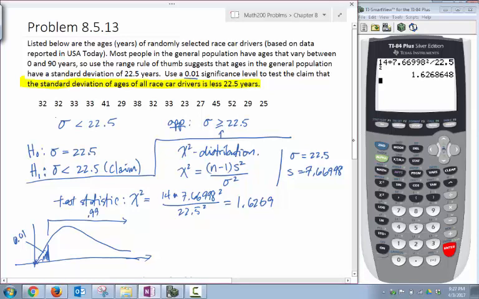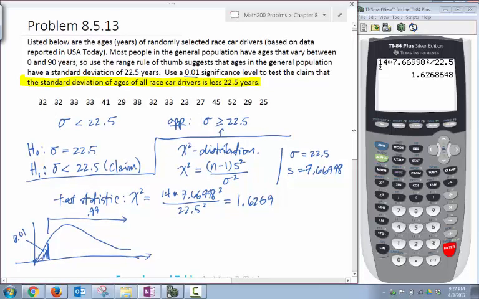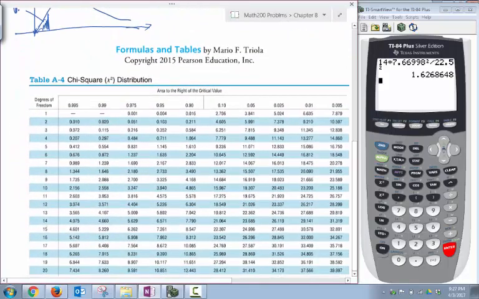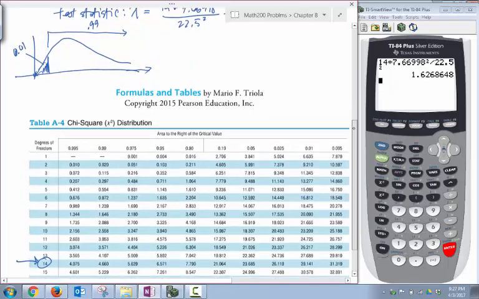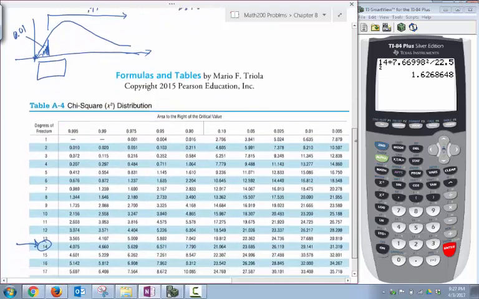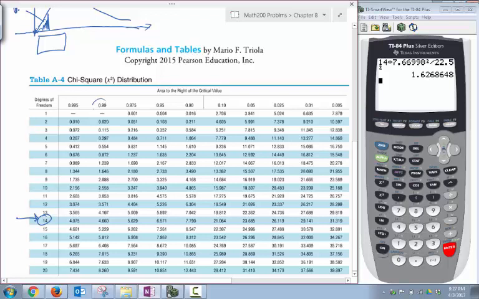This is something I can look for in my table. And here's my table over here. My n is 15, so the degrees of freedom is 14. I want the area to the right of the critical value, so I want the critical value on the left side. The area to the right is 0.99. So I want to look for 0.99. That's right here. And then I just want to see where this table intersects, and I get 4.660.